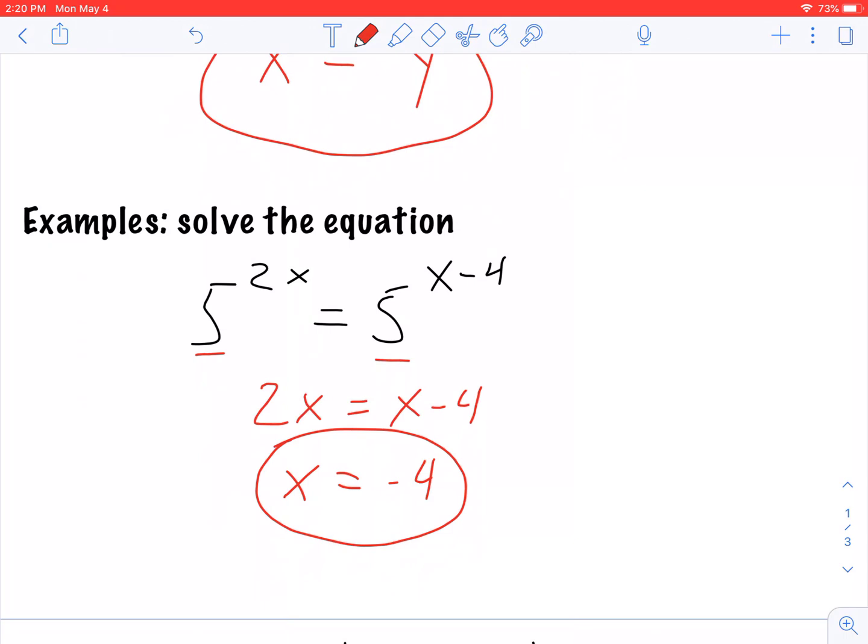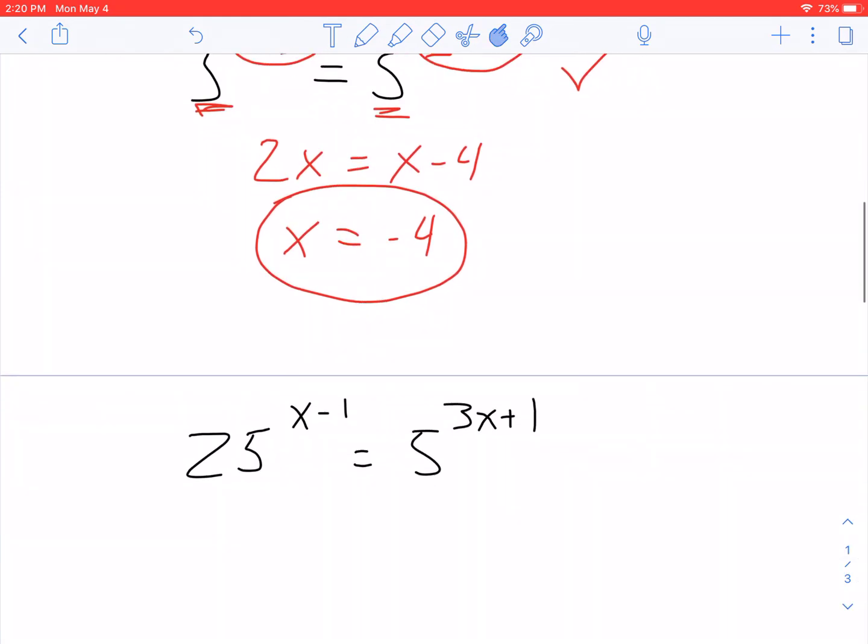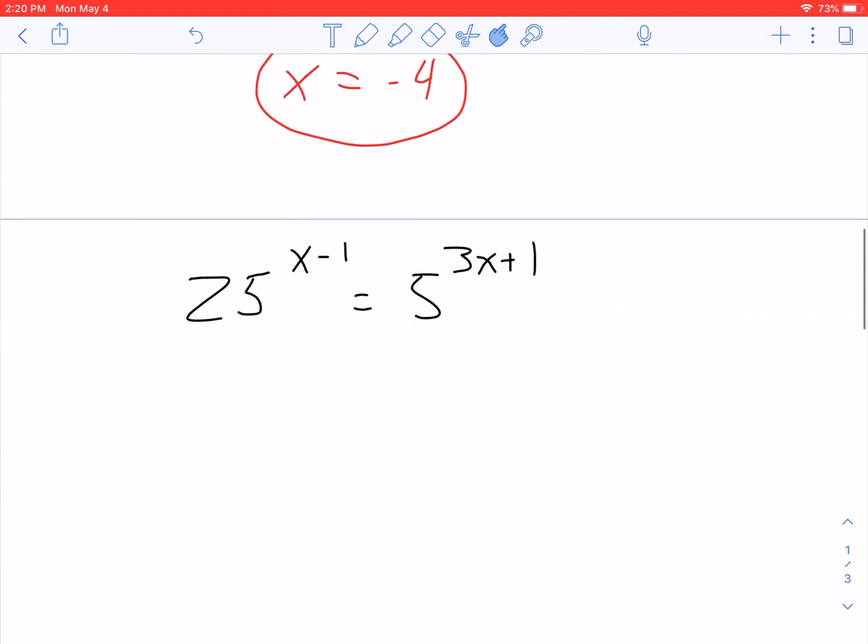x equals negative 4. In other words, if I substitute negative 4 in for the x variable, this statement is true. Which makes sense if you're looking, because 2 times negative 4 is negative 8, and negative 4 minus 4 is also negative 8. This again is the best case scenario, or easiest scenario, because the bases are already established for us. The next best scenario is when we have one base that needs to be changed.